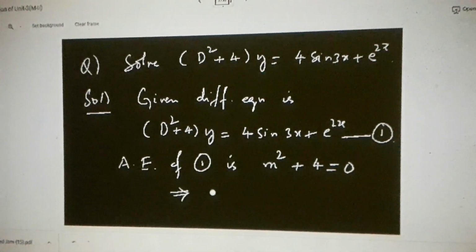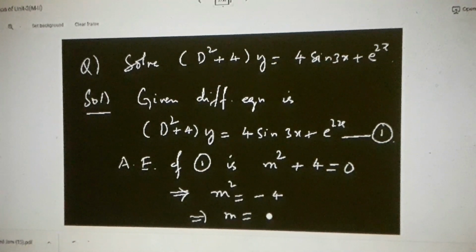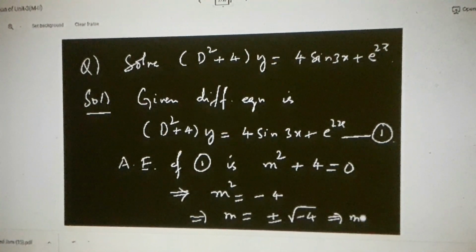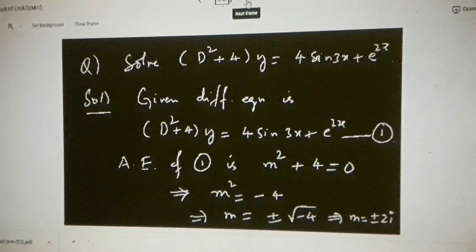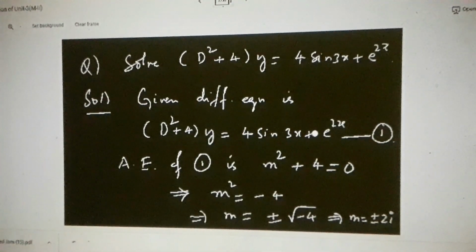So you need to first find the roots. m squared is equal to minus 4, and because it is negative, the roots will be complex: m is equal to plus or minus square root of minus 4, which implies m is equal to plus or minus 2i. Now 2i, I will write as 0 plus or minus 2i. Now comparing this with a plus or minus ib, you know how to write the complementary function. The right hand side is some non-zero function. That is why we will have two parts, yc and yp.